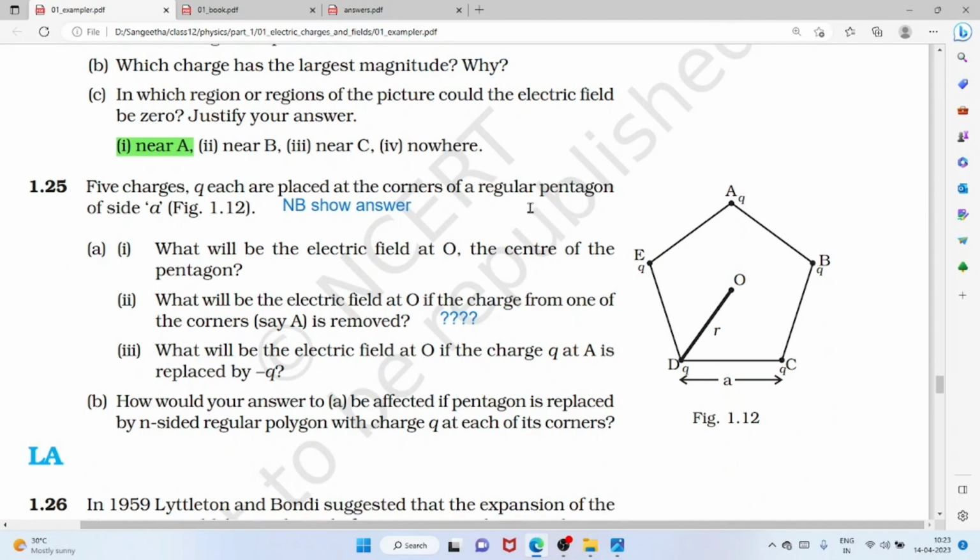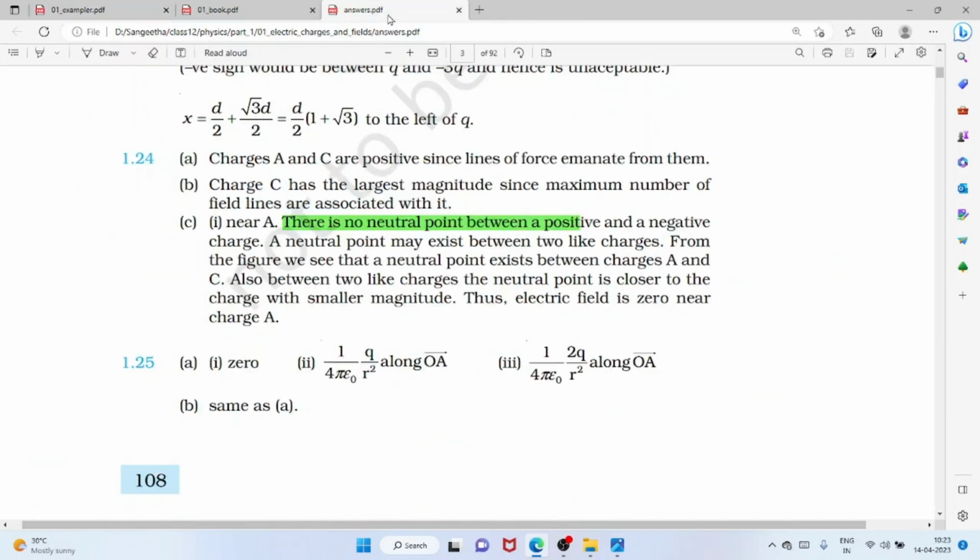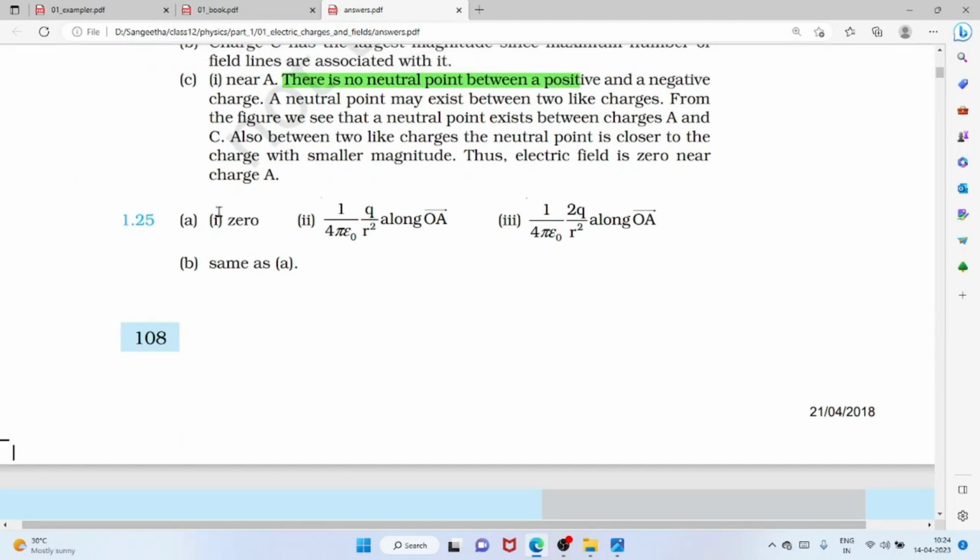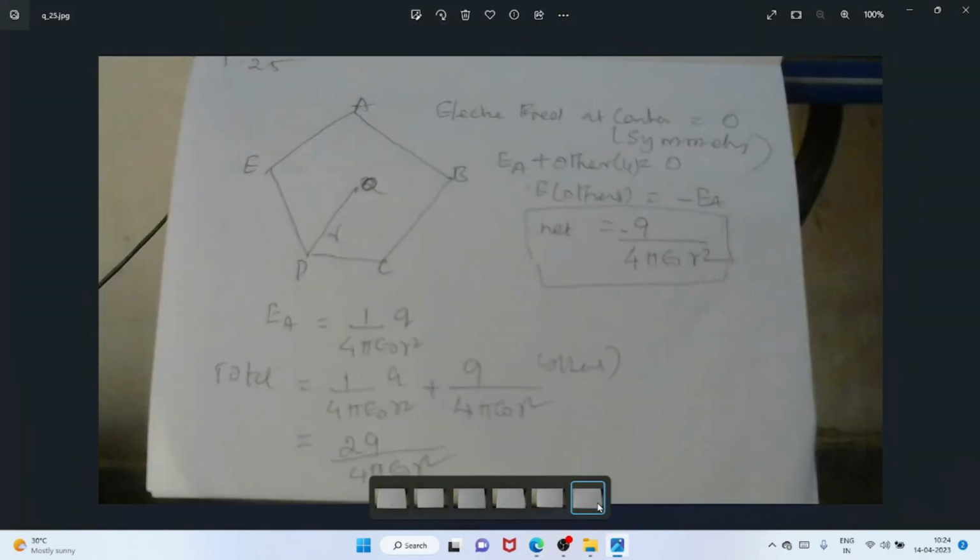Five charges are placed on the corners. What will be the electric field at O, the center? These things they are given. So the answer under 25. Okay, they are given this. The first is 0 due to symmetry, and these other things they are given. Due to symmetry, for the second case and the third case, when we remove this charge, it will be equal to the other charges, because at the center due to symmetry it will be 0. So this is the net charge.